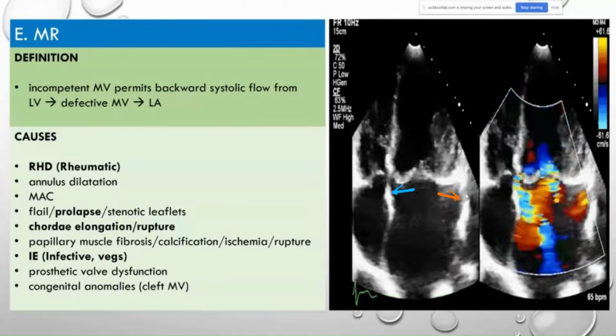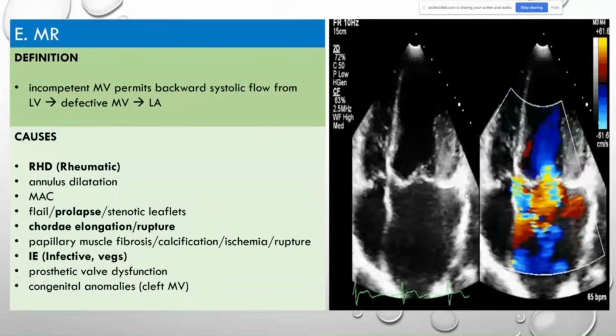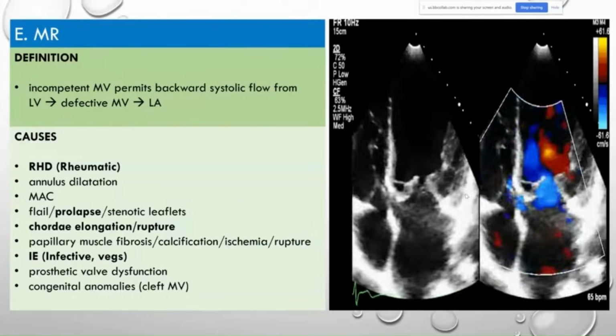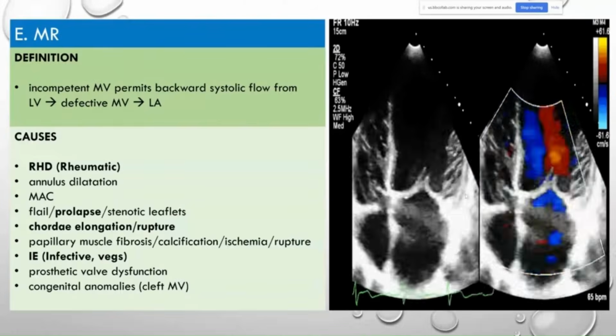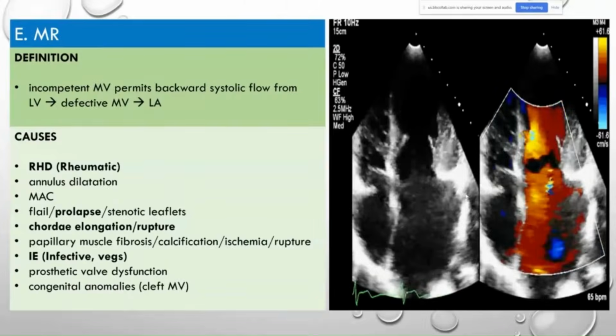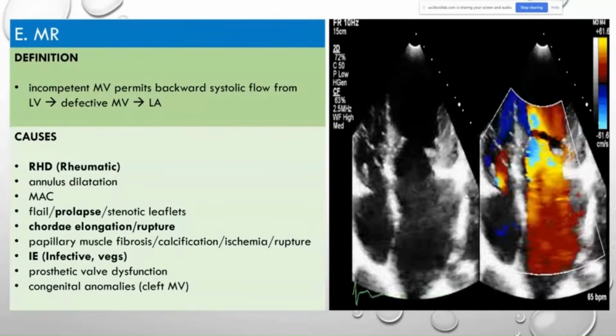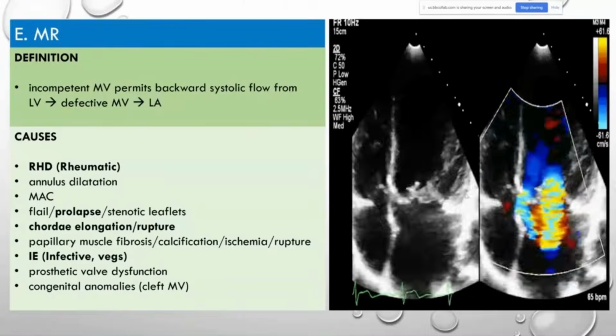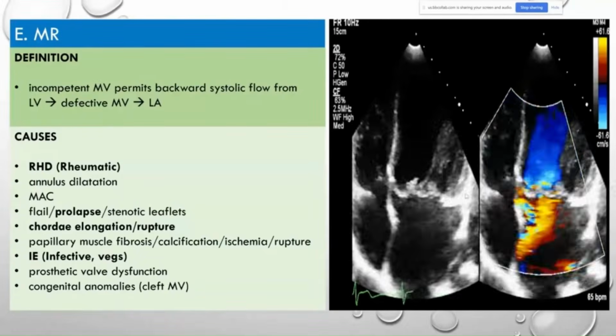So there are two different types. You can have primary regurgitation or secondary regurgitation. Primary regurgitation is where the valve leaflets themselves are affected, and secondary regurgitation is what I was talking about with the dilated cardiomyopathy, where something else is causing the regurgitation, but the valves themselves are fine.